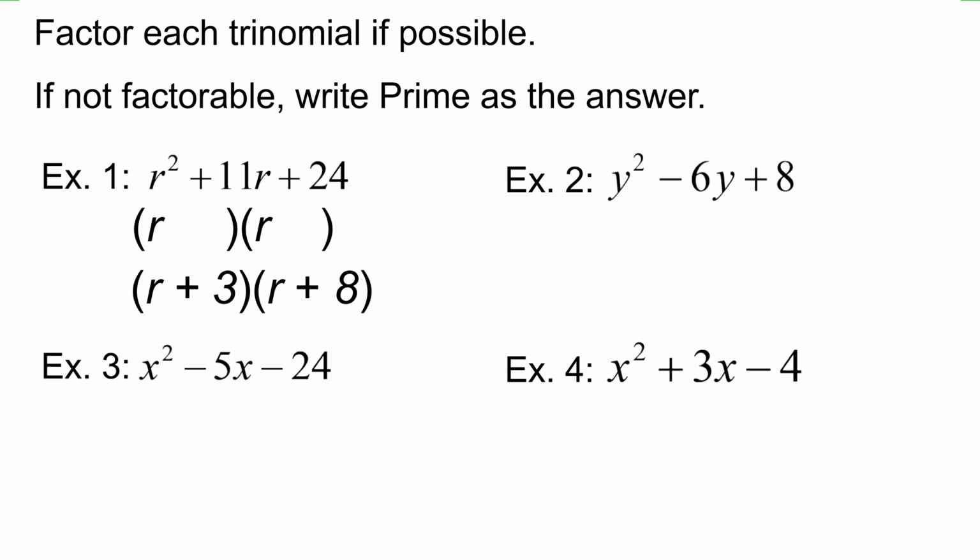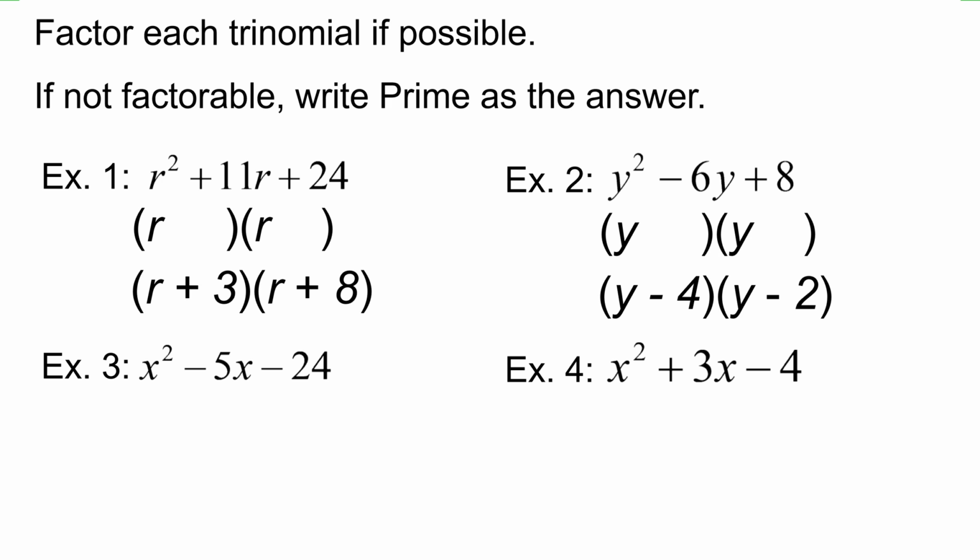Number 2, start with our setup. y and y. What times what is positive 8, but when added together is negative 6? That's right. You've got a negative 4 and a negative 2. Because negative 4 times negative 2 is positive 8, and negative 4 minus 2 is negative 6.